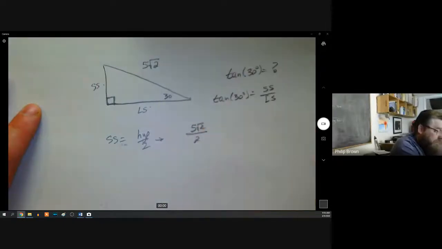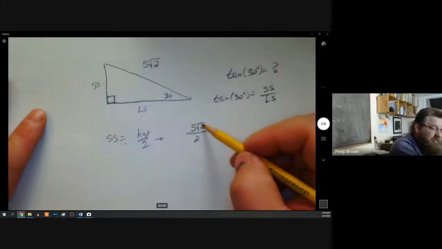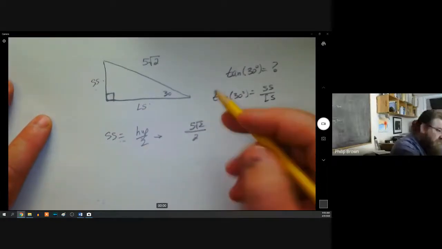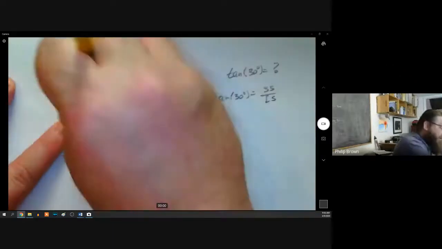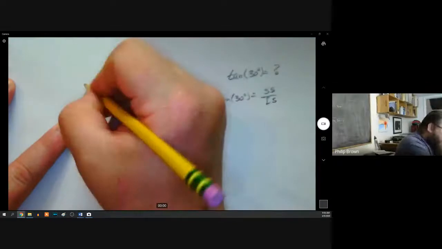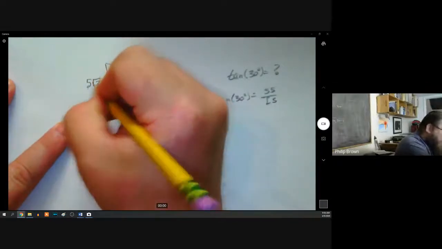Those don't reduce because this is not 2. This is the square root of 2. This is what number times itself is 2? So it's irrational. This is 2. We can't reduce that. But I now know that this is 5 square root 2 over 2.